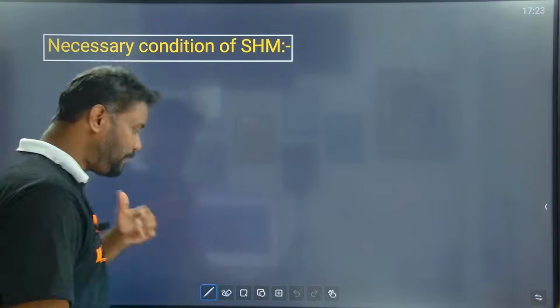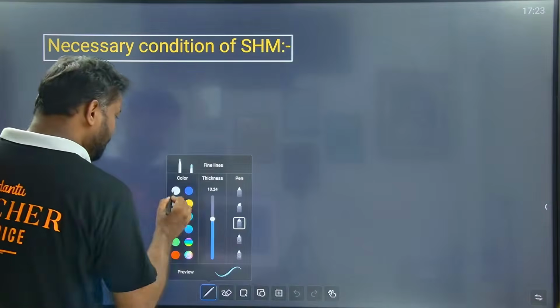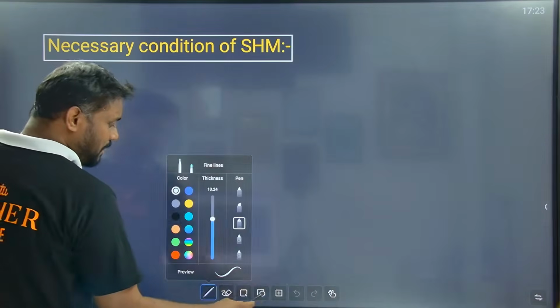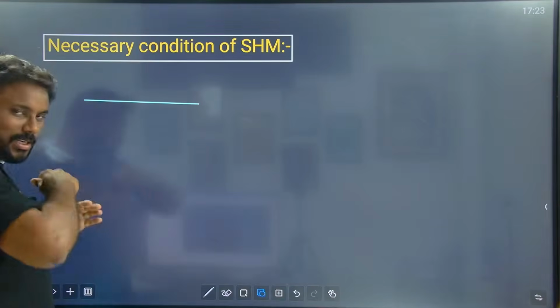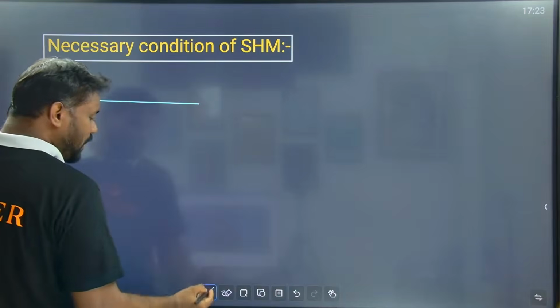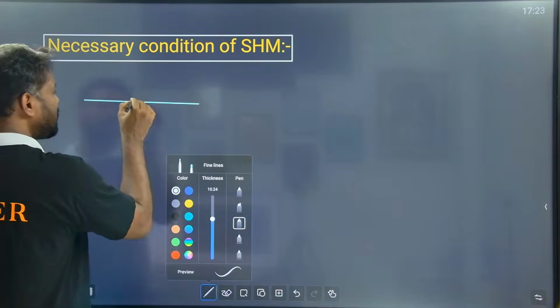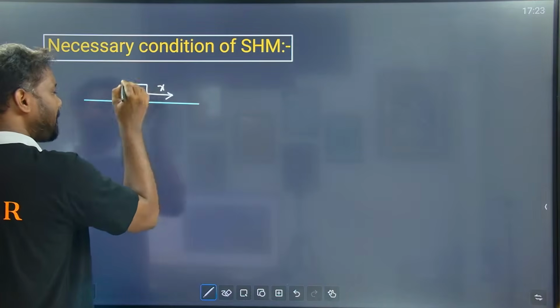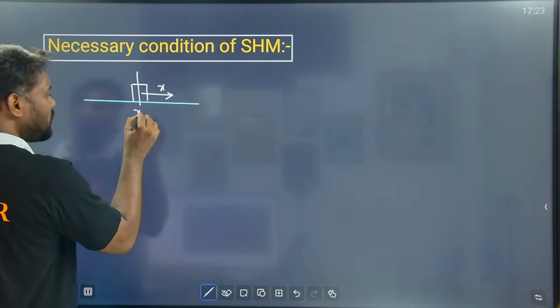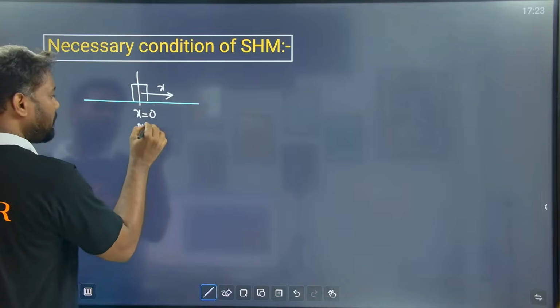Now listen carefully. Because it is oscillation motion, we know the condition. This is a horizontal plane. Keep the object here. The displacement of the object is along this direction. This is x equal to 0, which we can call the mean position.